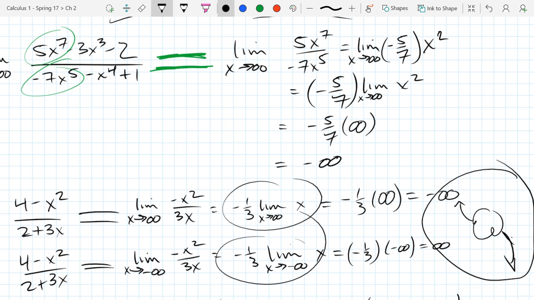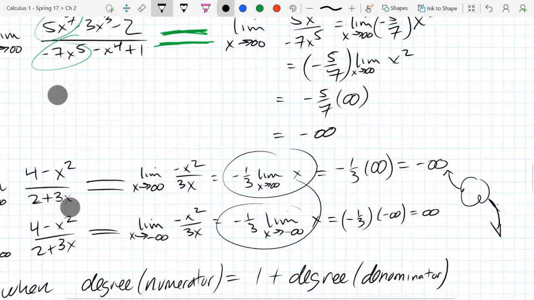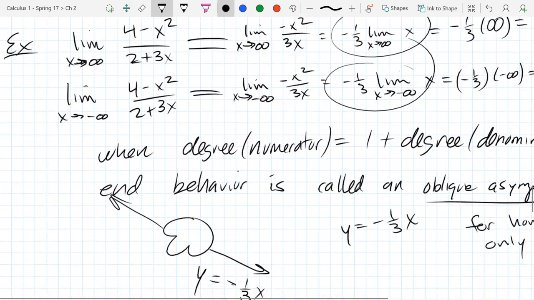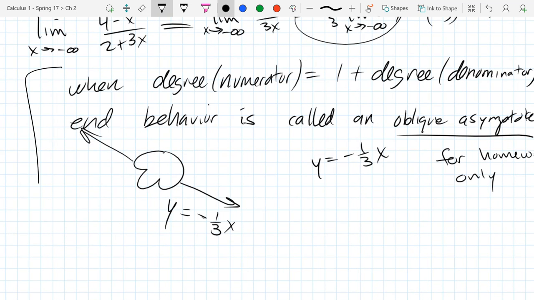That's all I need to know. Oh, you want the cloud? Yeah, the cloud. Or you can tell me with the cloud, which is really nice because it is a good way to check your graph. So this is only for homework right here, not something I'll put on a quiz or a midterm.